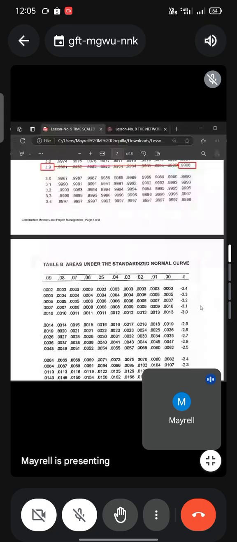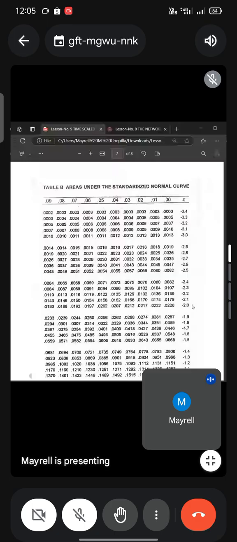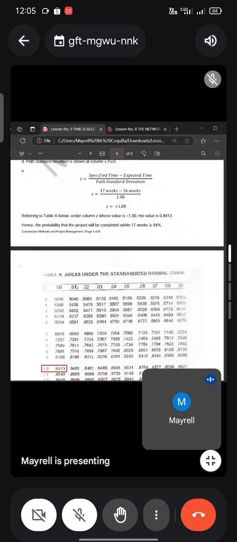So, if you get 1.00, 1.01, up to 1.09. So, ani. So, 1.00, you get 0.8413. So, the value is 0.8413. Hence, the probability that the project will be completed within 17 weeks is 84% or 84.13%.